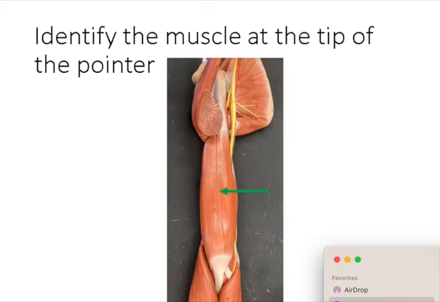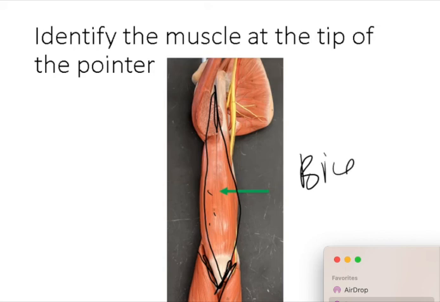Okay, so this is showing us the muscles of the upper arm. We're still looking at the arm here. So this is the antecubital region, the elbow region right here. And this is the upper arm. So we're looking at the front of the upper arm. This muscle that we see here is the biceps brachii.